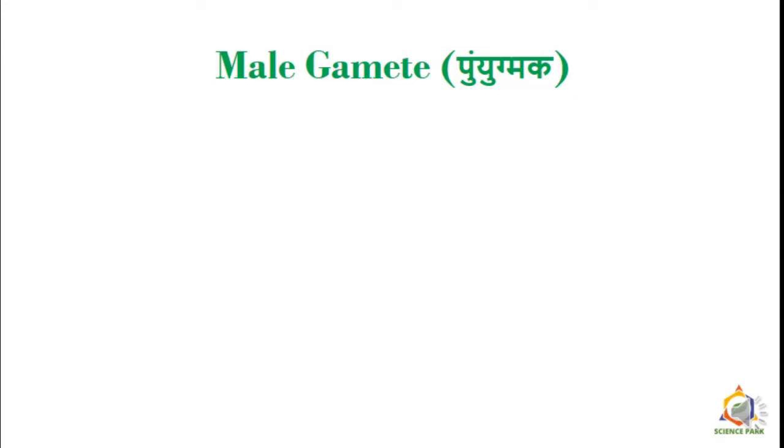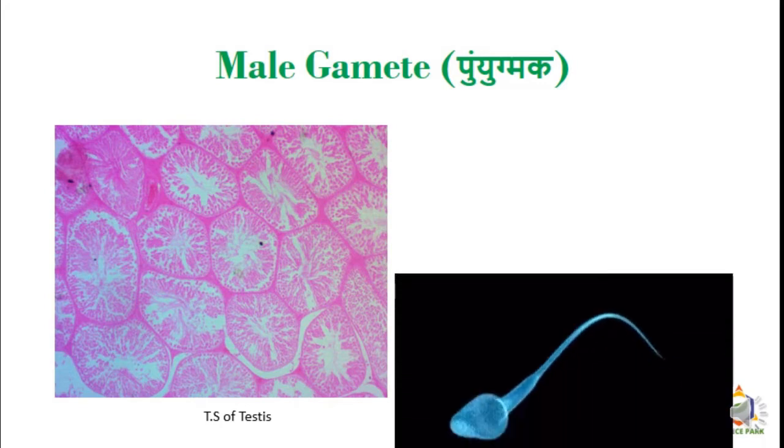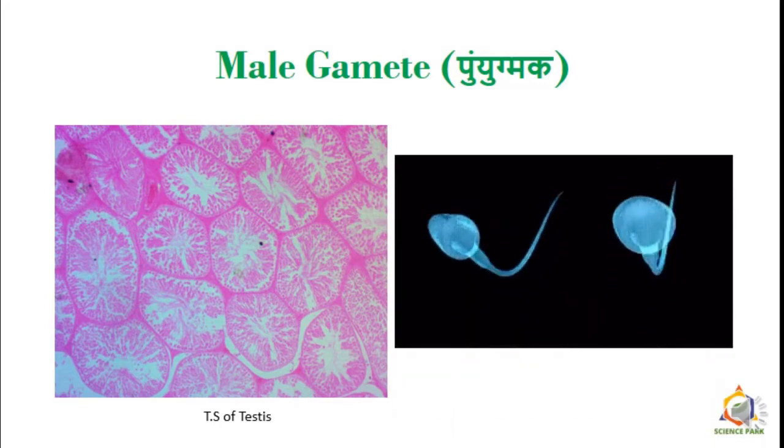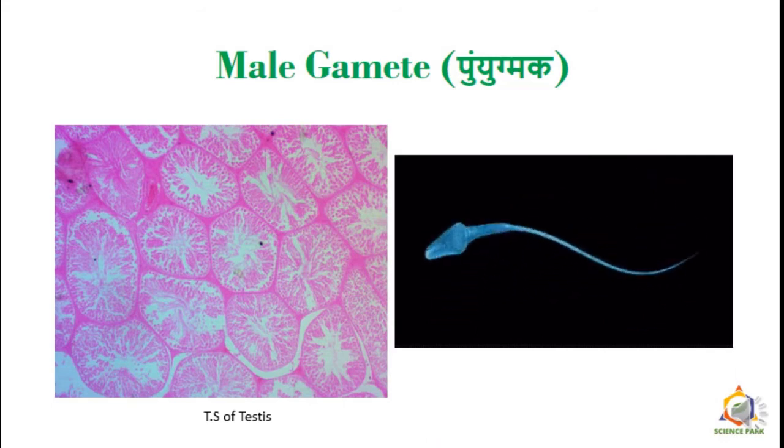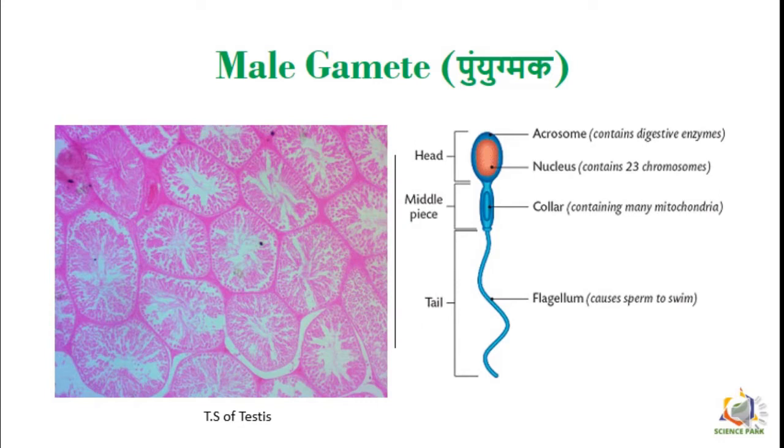Male gametes are produced by testes. These are called sperms. Look at this section of testes, which has many sperms in the process of development. This is how a matured sperm looks. A human sperm has a head, middle piece and tail. Observe the head, and observe the nucleus inside this head.